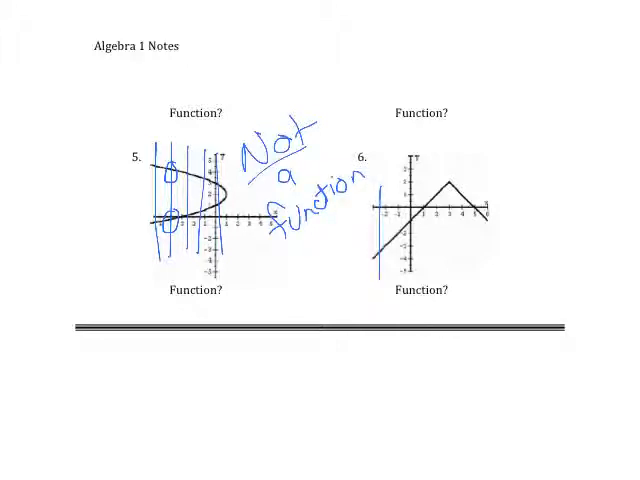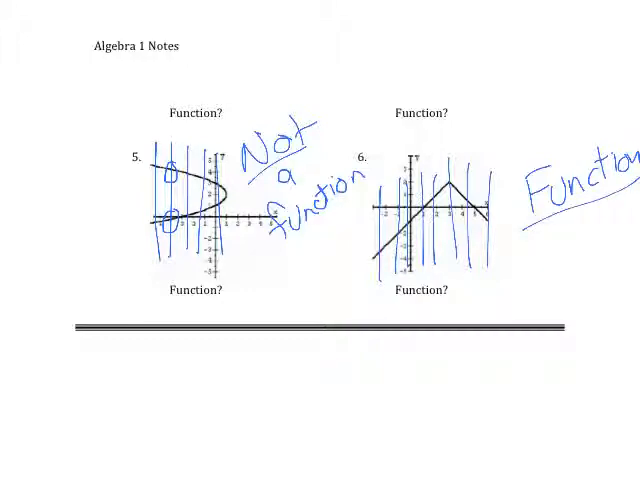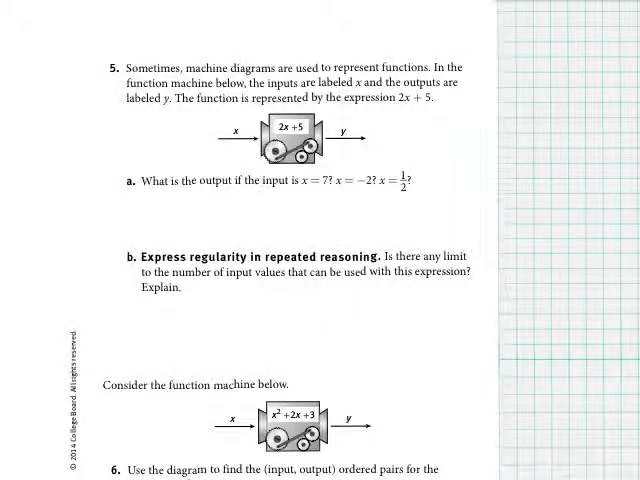And lastly, 6. Looks like I'm hitting 1 point the entire time. That is a function. We are currently leading into function notation. This is similar to what we did on warm-up, but on A, it gives you this function machine.